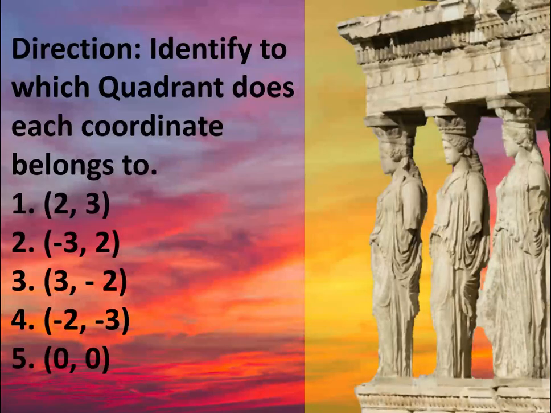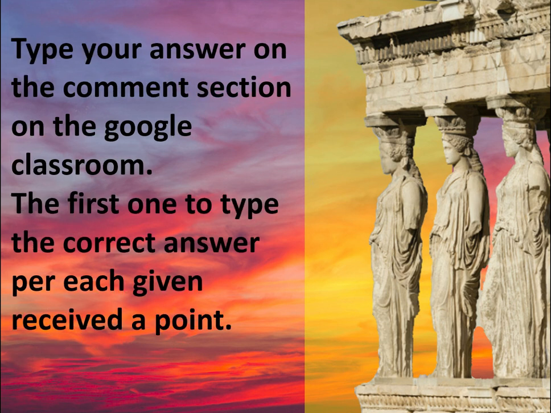Do your best in answering these questions or identifying which quadrant does each coordinate belongs to. So, first given is (2, 3). Number 2, (-3, 2). Number 3, (3, -2). Number 4, (-2, -3). And 5, (0, 5). Type your answer on the comment section on the Google Classroom.